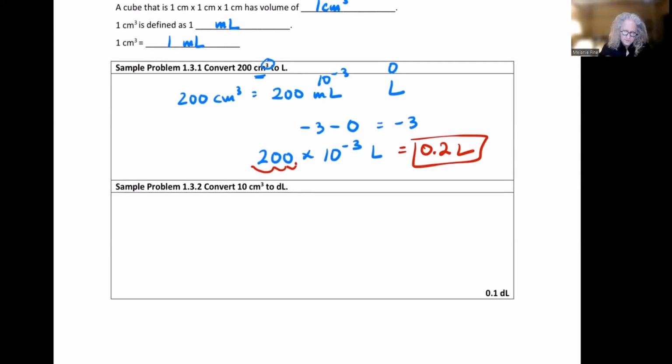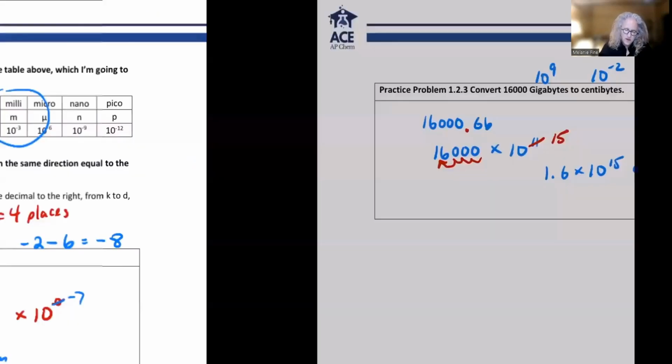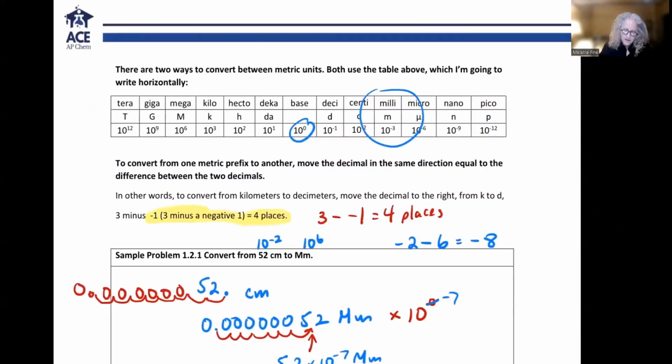Let's do it together. 10 centimeters cubed to deciliters. You have to know that 10 centimeters cubed is the same thing as 10 milliliters, and we want to convert that to deciliters. I remember from above that a milliliter is 10 to the negative 3. And a deciliter, if I needed to remember what that is, not to be confused with decaliter. Notice that decaliter, I just want to show you here, is a DA. Deciliter is 10 to the negative 1.